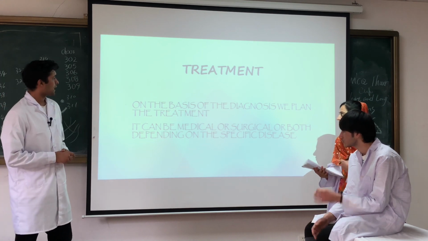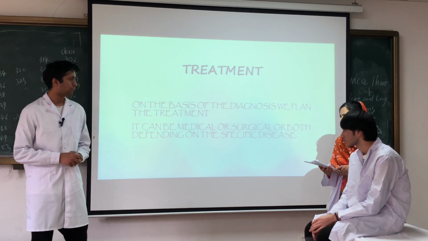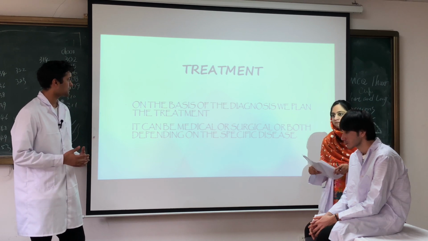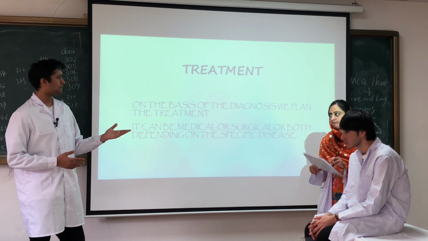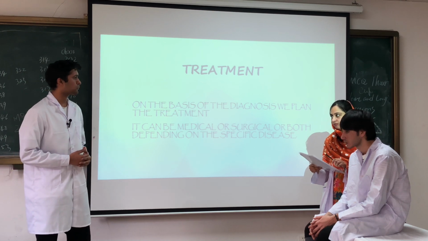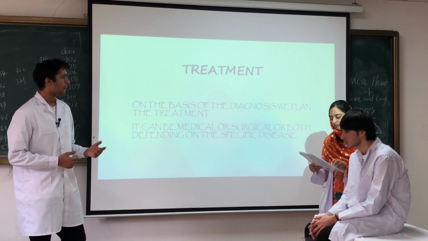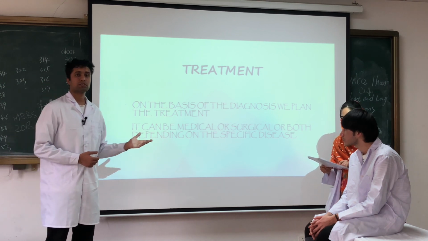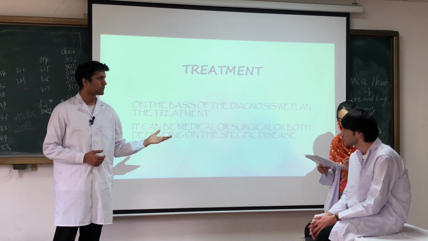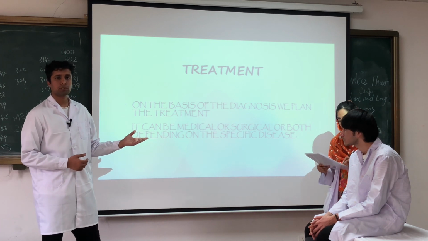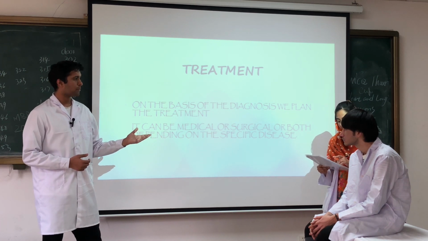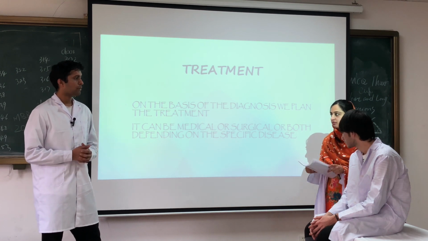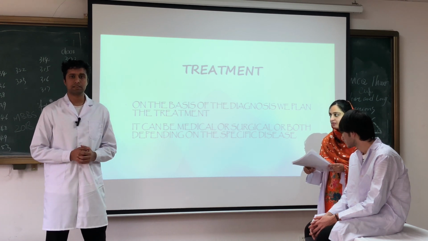On the basis of the diagnosis, we plan the treatment for the patient. It can be medical or surgical or both, depending on the specific disease of the patient. As this was the case of the respiratory system, it is probably pneumonia. As it is due to bacteria, there was productive yellow or green sputum. Probably the bacteria involved would be Streptococcus pneumoniae or another, which we would find in the blood culture and sensitivity test.